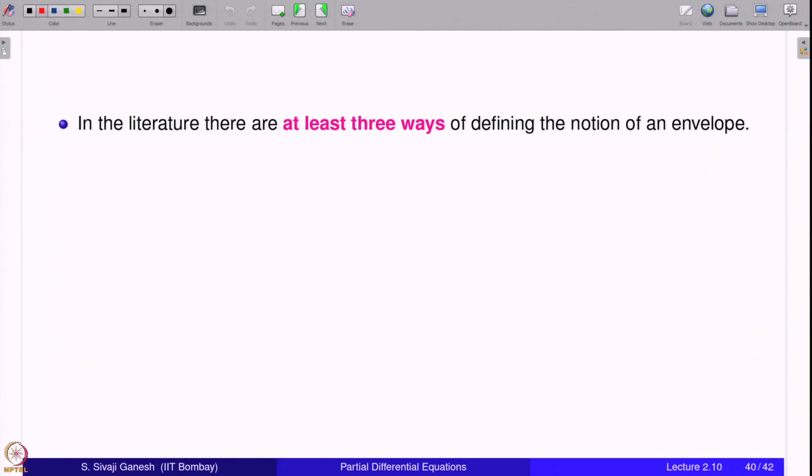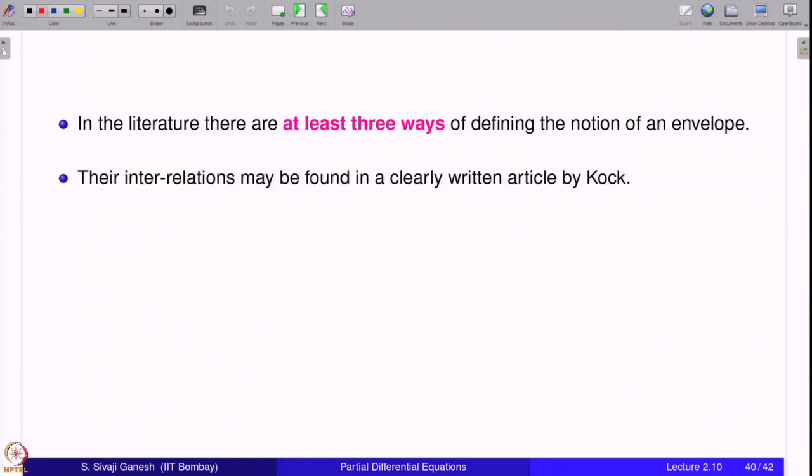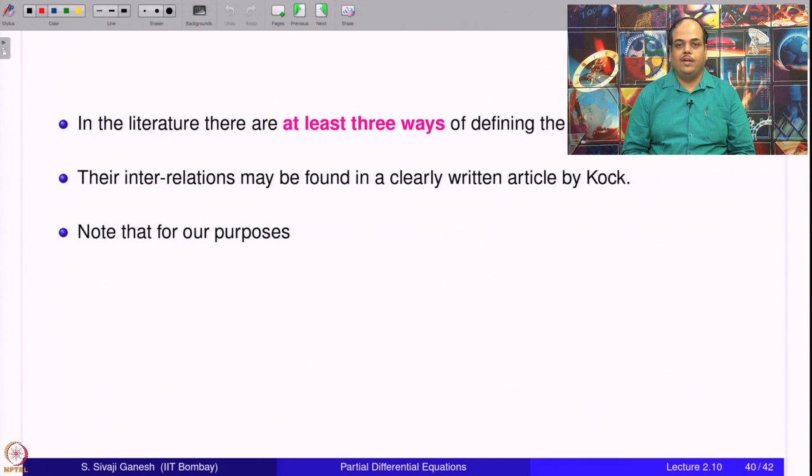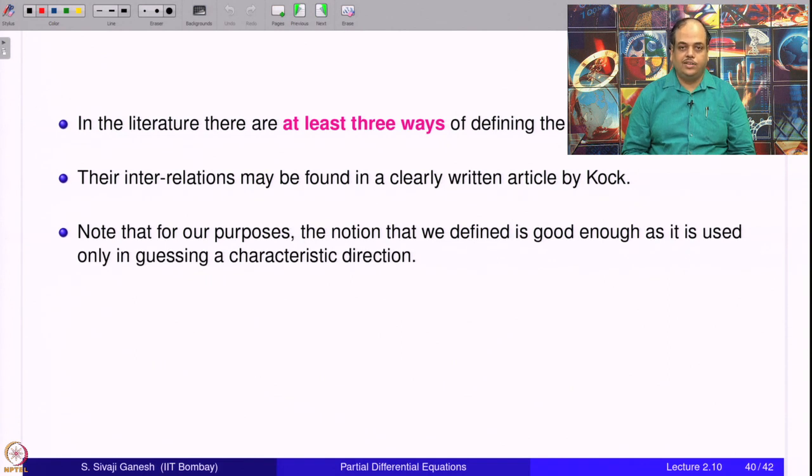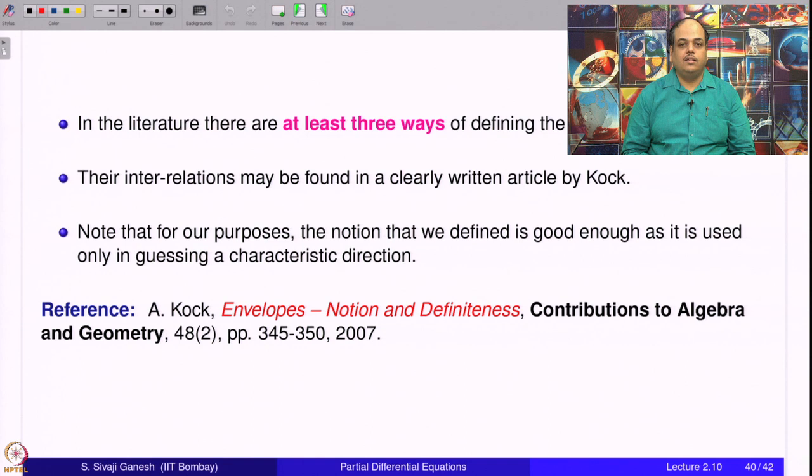So, in the literature, there are at least three ways of defining the notion of envelope. Their interrelations may be found in a beautiful article written by Koch. Note that for our purposes, it does not matter what is the correct definition of envelope that we have to consider. What matters is whether it serves your purpose, whichever you follow. The notion that we define is good enough as it is used only in guessing a characteristic direction, and the success of that we will see in the next lecture. This is a reference for Koch's article. It is called Envelopes, Notion and Definiteness, Contribution to Algebra and Geometry. He wrote this article in 2007. It is a beautiful article.